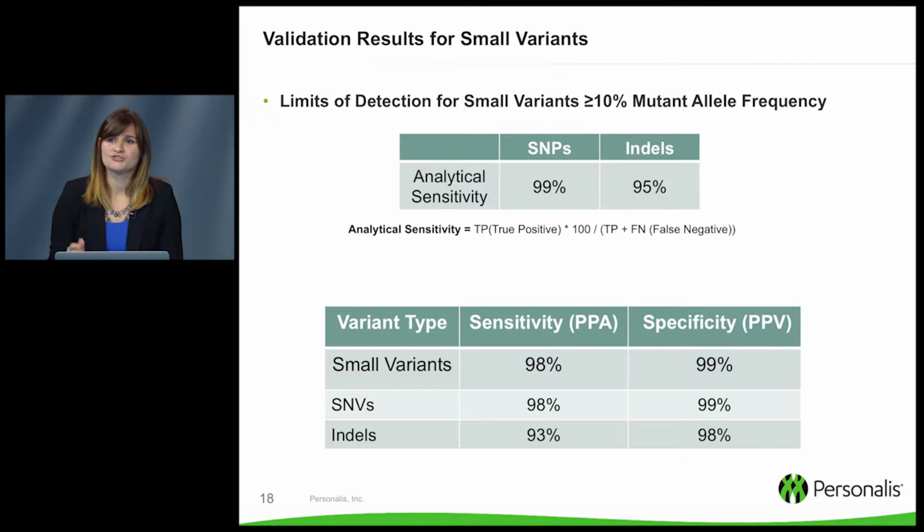So we implemented the validation strategy I just laid out and ascertained the following validation numbers for our ACE exome. Overall analytical sensitivity was 99% for SNVs and 95% for indels. For our limits of detection, when we look at all small variants present at a mutant allele frequency at or greater than 10%, we have a PPA of 98% and a PPV of 99%. If we further break these out by variant type, for SNPs we have a 98% PPA and a 99% PPV, and for indels we have a 93% PPA and a 98% PPV, again for variants at MAF greater than or equal to 10%. We also conducted a series of reproducibility and titration experiments.